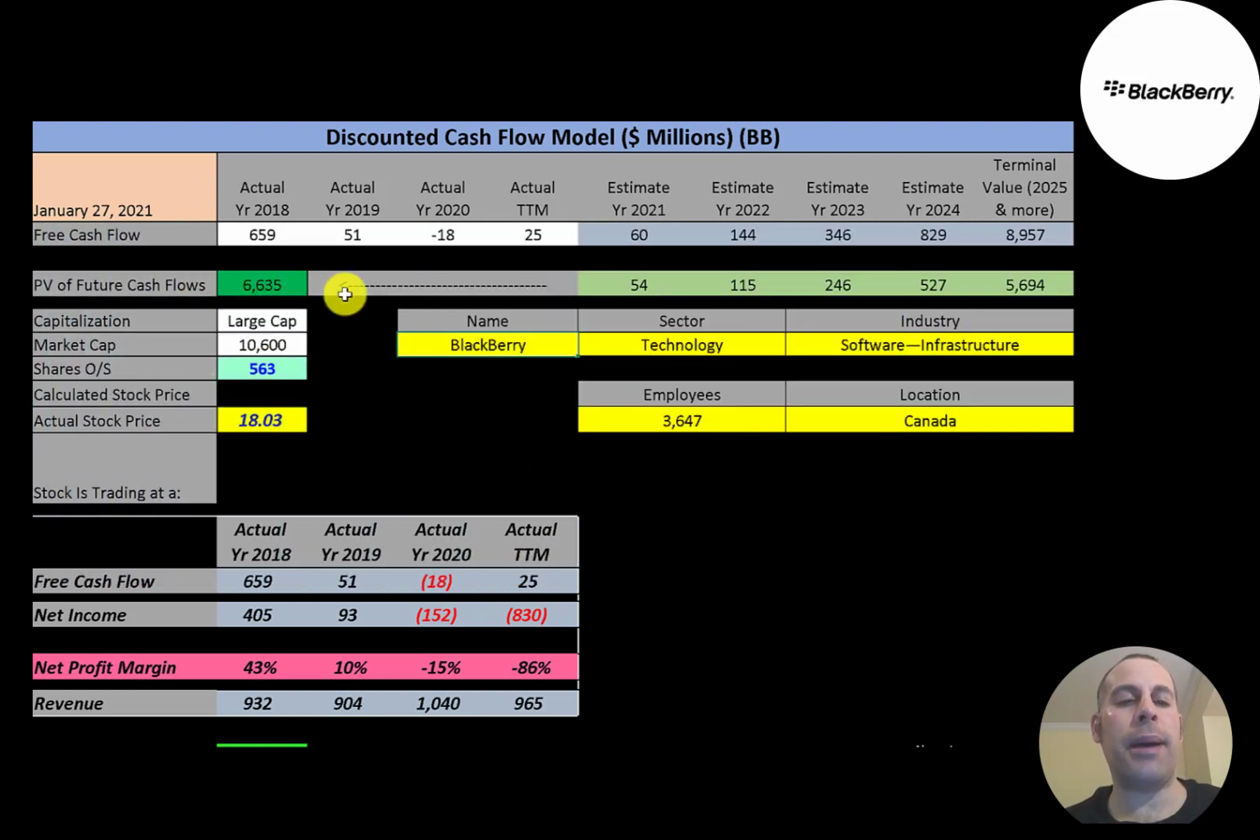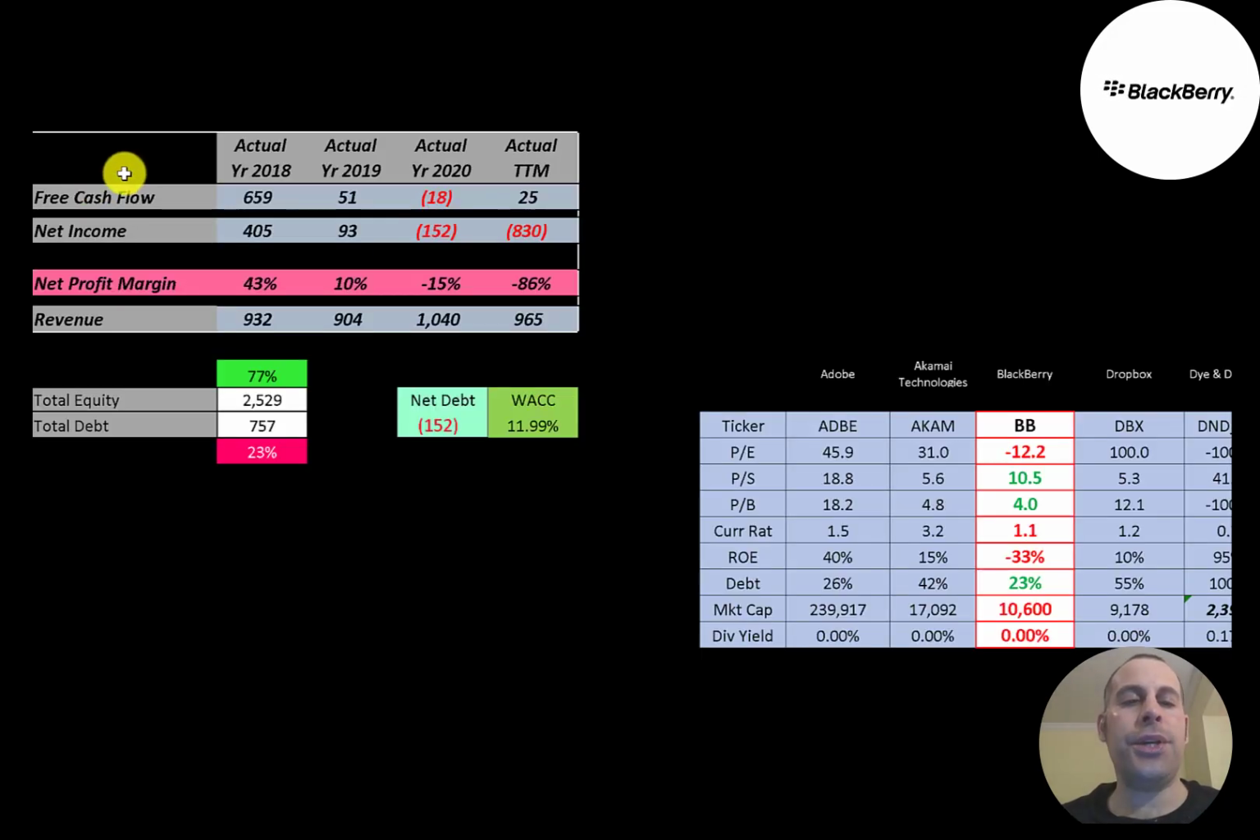This is a large cap company, $10.6 billion market cap. They're trading at $18 a share, and they have 563 million shares outstanding. Let's look at their financials. The way you value a company is you estimate the free cash flows into the future, and then you discount those numbers back to today's value. That's what we're doing in this video.